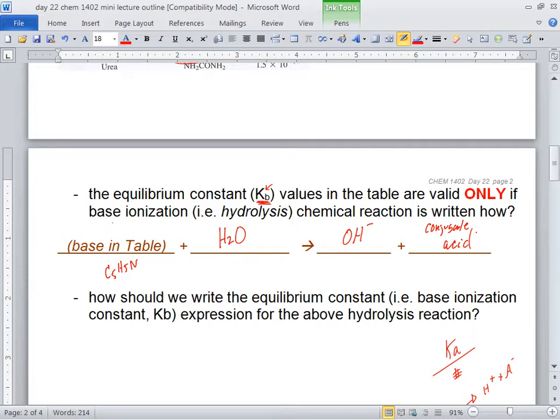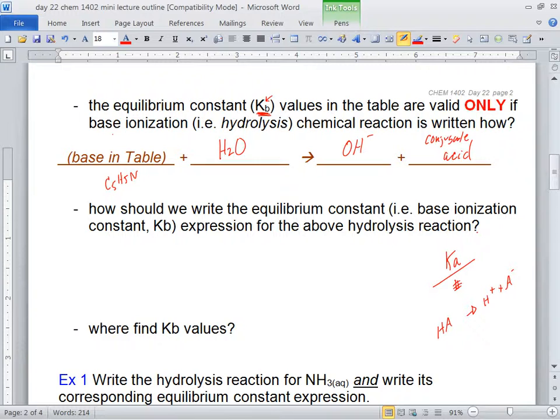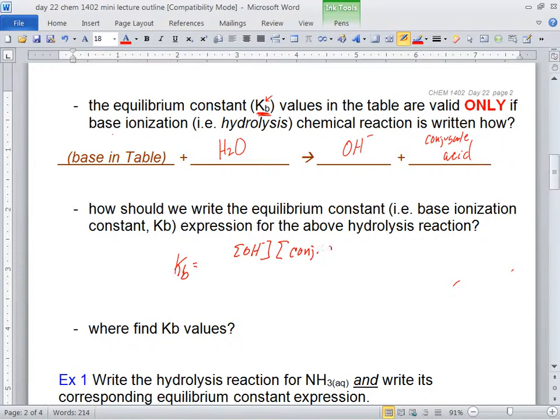So, we should put subscripts on these so we know what shows up and what doesn't show up in our equilibrium constant expressions. But let's just go ahead and see if we can write this. How should we write the equilibrium constant expression? Kb would be the concentration of OH negative times the concentration of that conjugate acid over the concentration of that base.